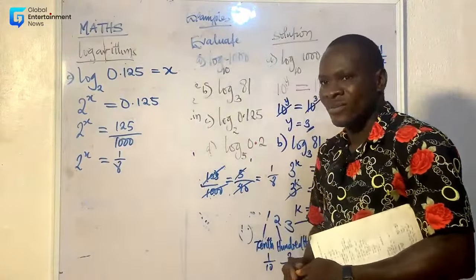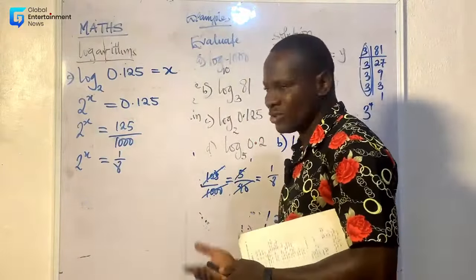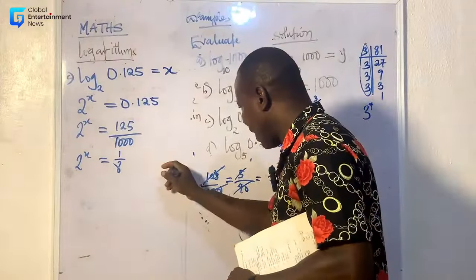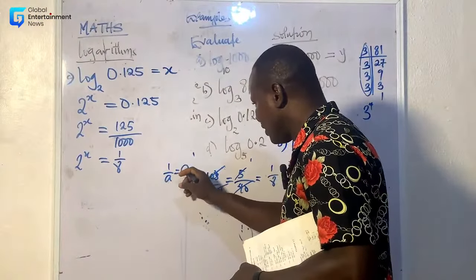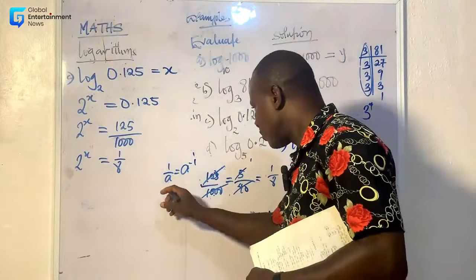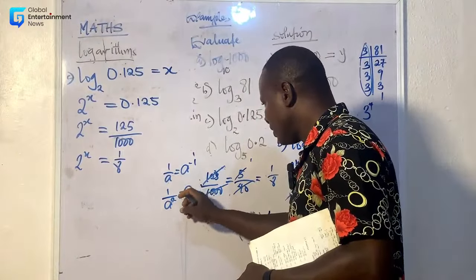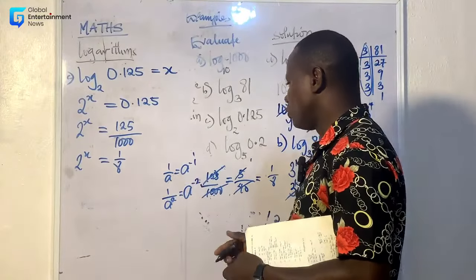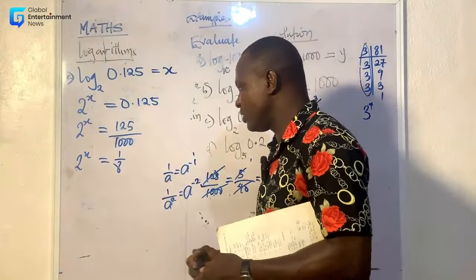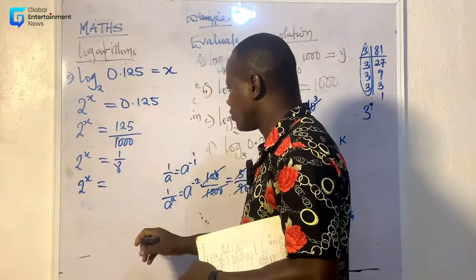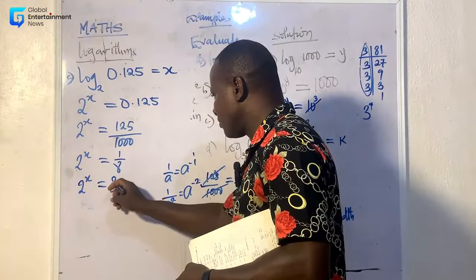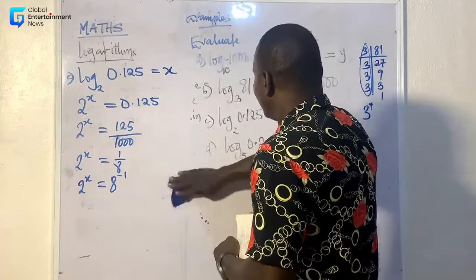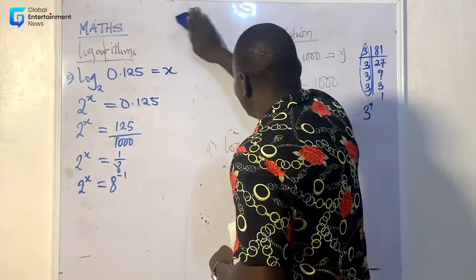And remember, in indices and logarithm, once we have a fraction like this, we power it. How do we turn this fraction to power? Remember, 1 all over a is the same thing as a raised to power minus 1. 1 all over a raised to power 2 is a raised to power minus 2, because 1 all over means minus. Do you remember? So the same thing is applicable to this. 2 raised to power x is equal to 8 raised to power minus 1.